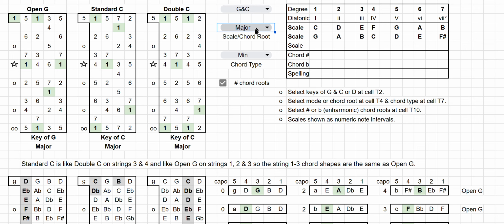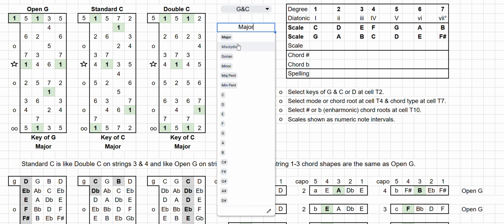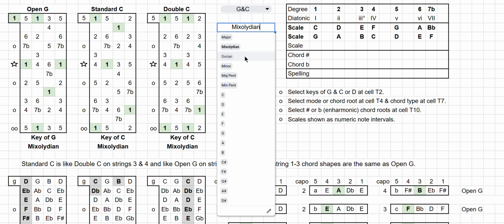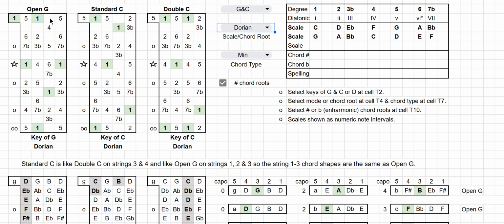And one more thing here. All of them have open strings in the scale that you're playing in, G and C. For Mixolydian, standard C, you lose one open string being part of the scale. For Dorian, you lose that same string 2 for being part of the scale. So this is basically open G is best for major modes.